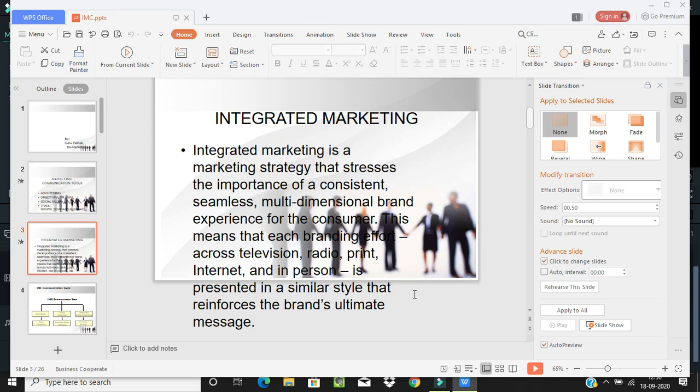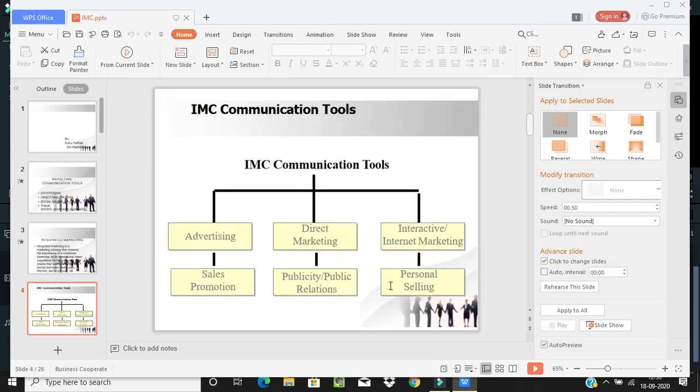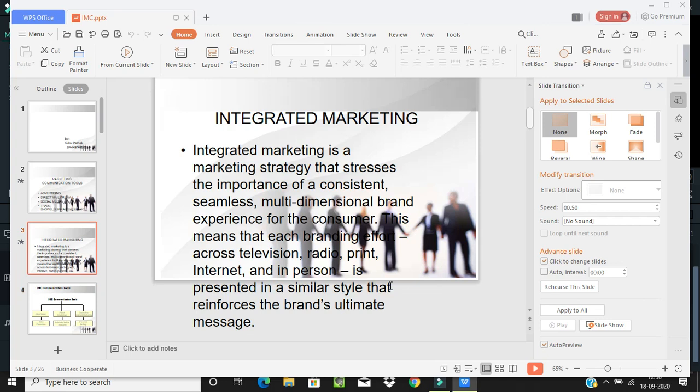So integrated marketing is a marketing strategy that focuses mostly on the importance of consistency, a seamless multi-dimensional brand experience. It focuses on what the customers need. That means each branding effort across television, radio, print, internet, all these marketing communications tools, is presented in a similar style that reinforces the brand's ultimate message.